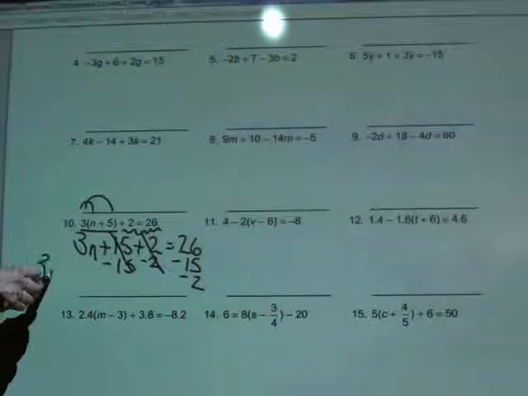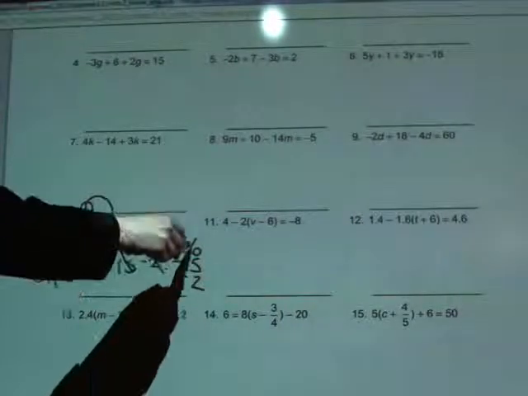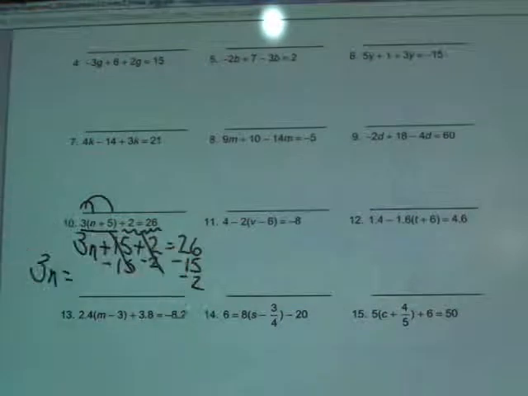I'm left with 3n equals 26 minus 15 minus 2, that's the same as 9. So I have 3n equals 9. All right, well, this is a multiplication question, which is going to be solved by division. So now I'm going to finish this by dividing both sides by 3.